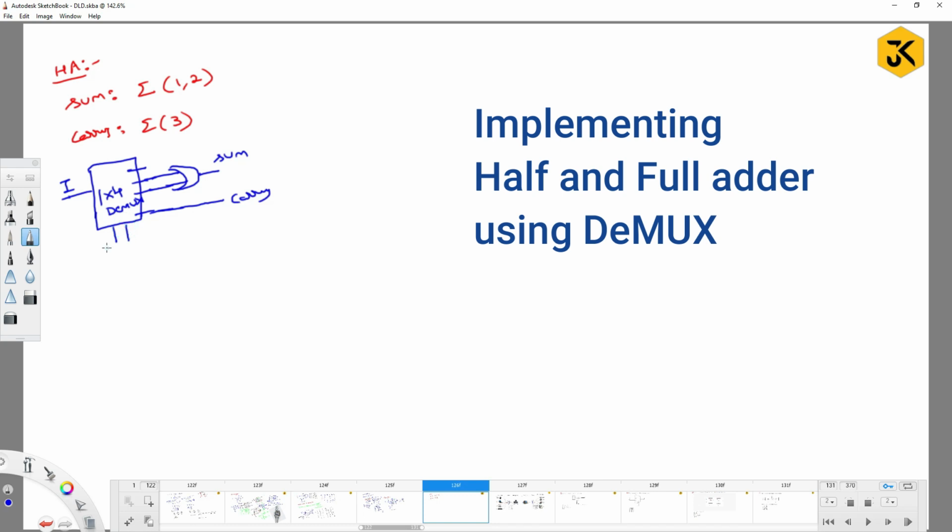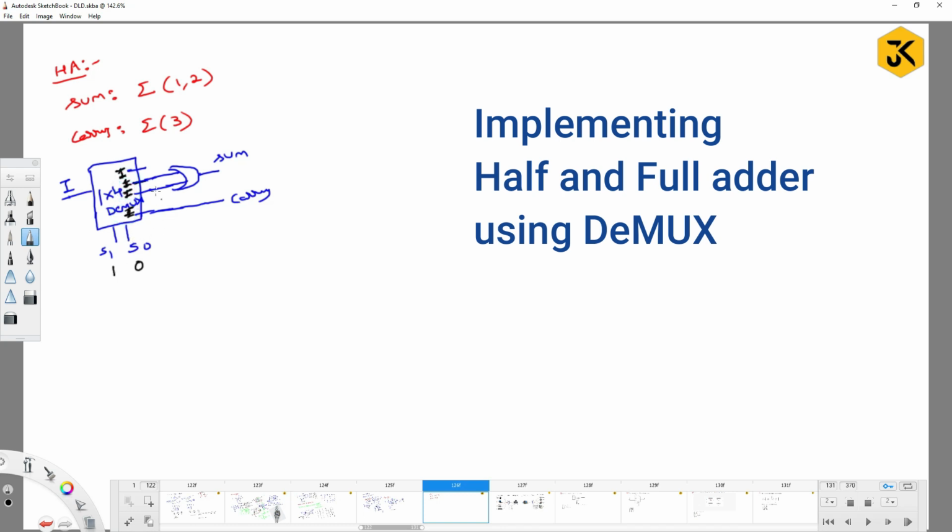Now, how many select lines are there here? S1 and S0. Try to observe, guys. If I am going to give the inputs, which line is going to be activated? Here, all ones will be available, meaning that all of the I input is already activated.